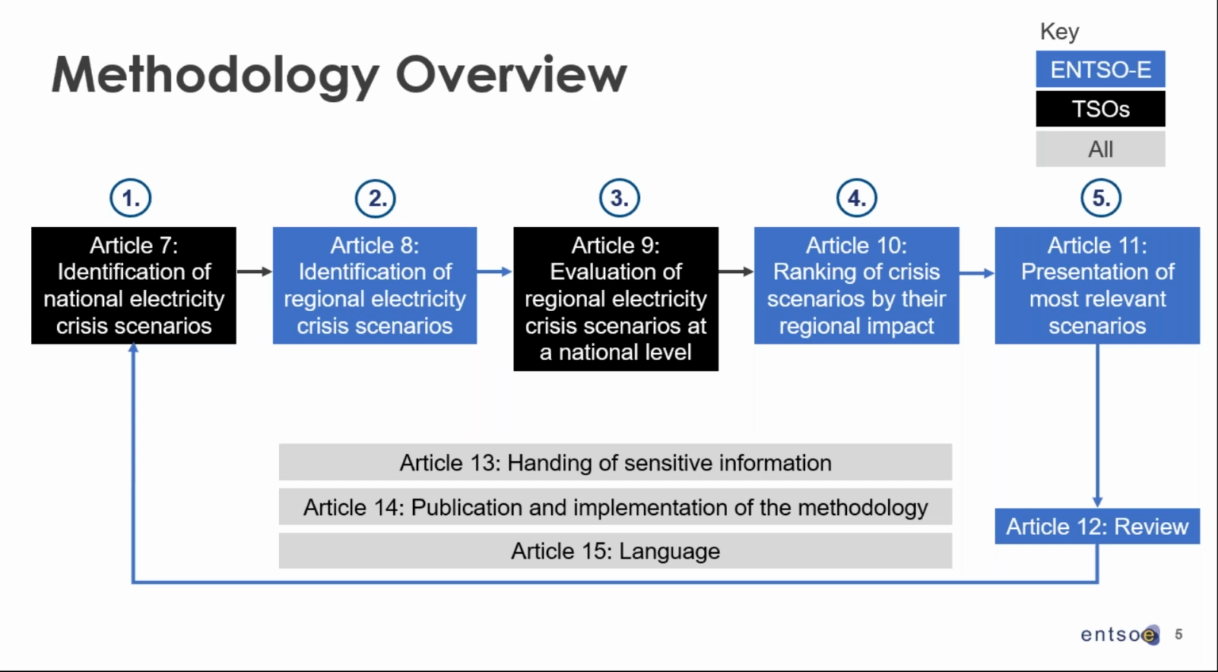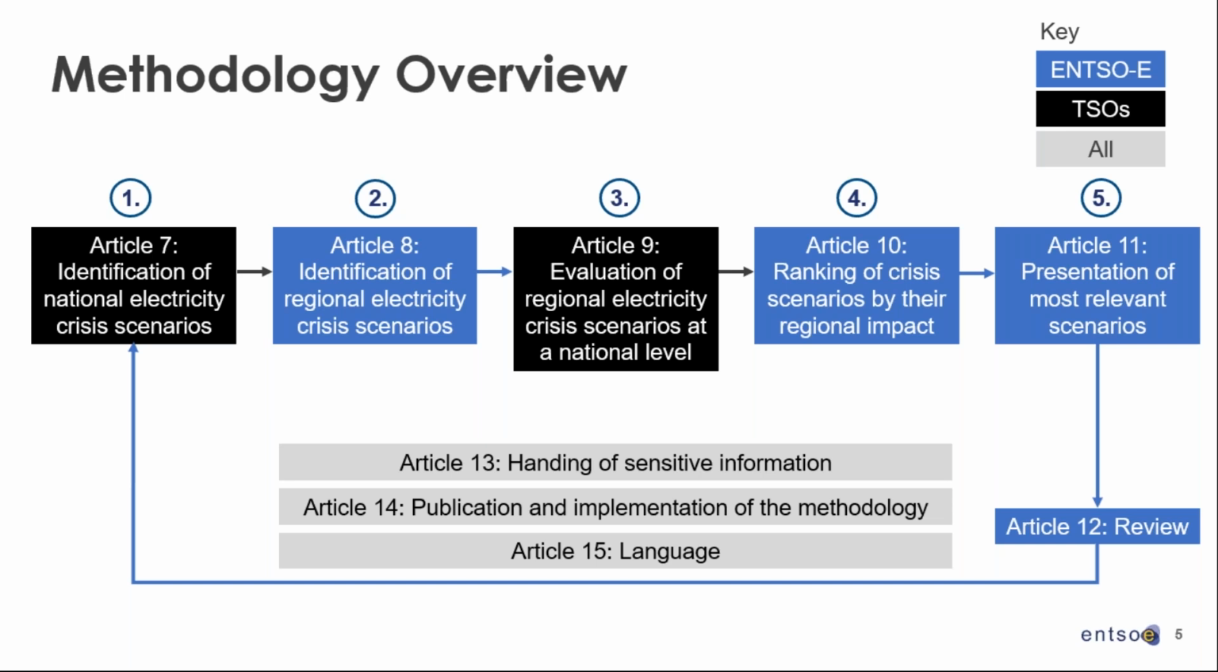So the first step is currently Article 7 of the methodology, which is to identify the national electricity crisis scenarios. These are candidates for a regional crisis, so they're not just national electricity crisis scenarios. They need to be candidates with a cross-border effect. I'll describe that in a minute. So that's the first step. It's a bottom-up process.